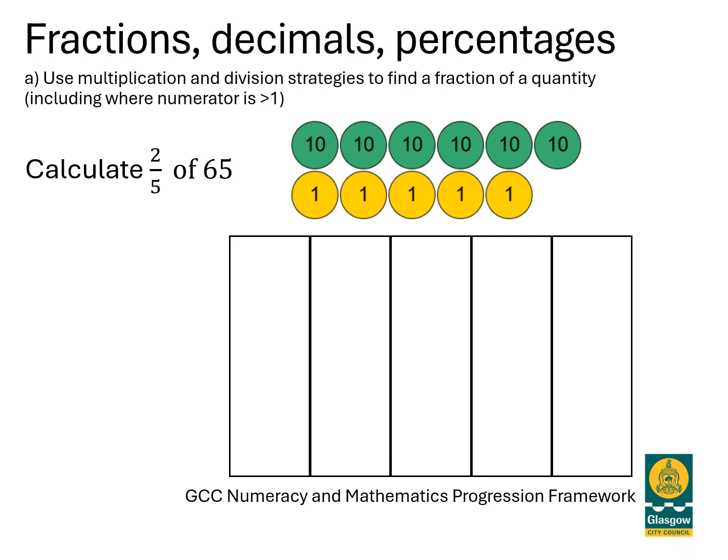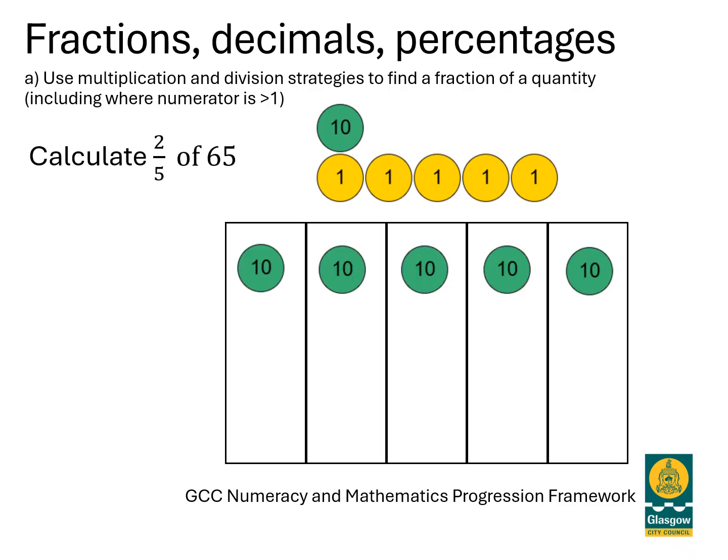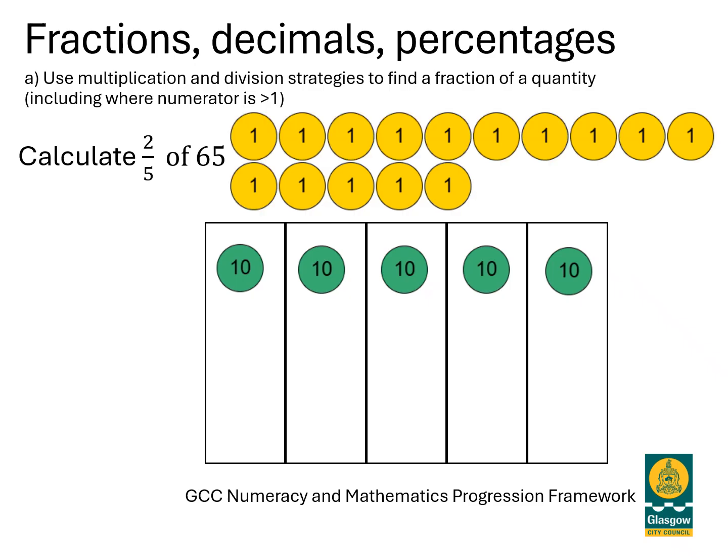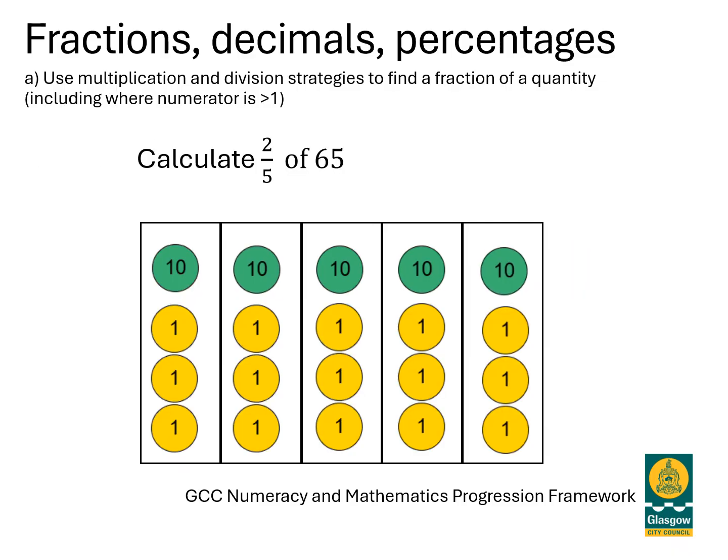So the whole we're talking about is 65 here. We've got to share it out into 5 pieces. Okay, we're going to share it into 5 pieces. So 10 in each. Then we've got to make an exchange here. So we're splitting up our 10 into 10 ones, and we'll share those out as well. Now we've got our 65 shared into 5 groups.